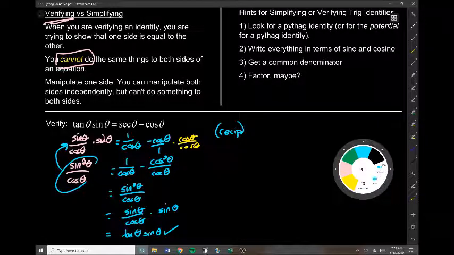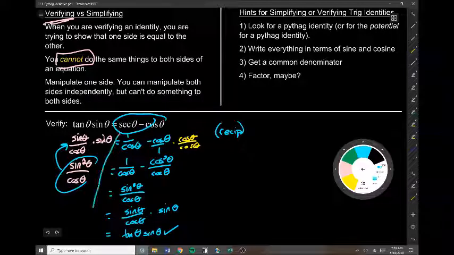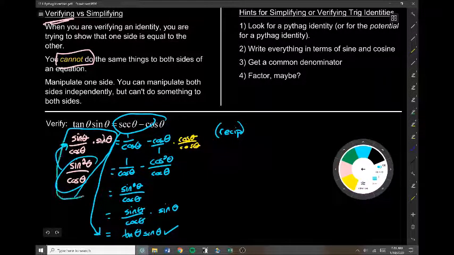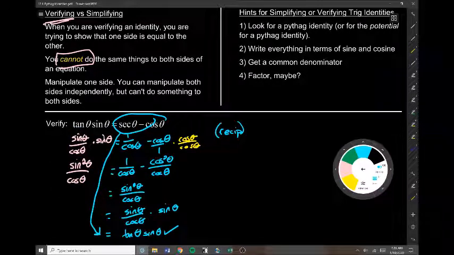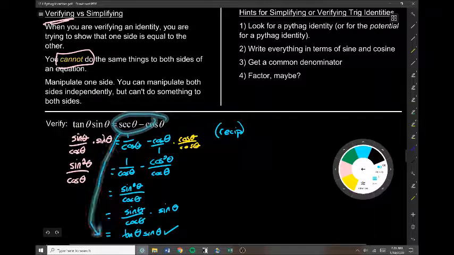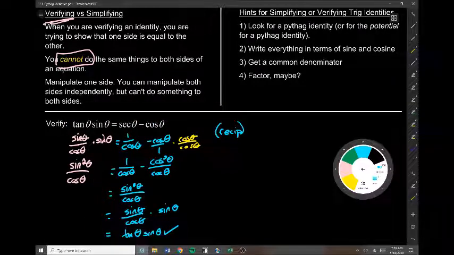I've verified that secant minus cosine can just become tangent sine. And I did that by just manipulating the right side of the equation. I used the left side to give me some targets to shoot for, but I didn't actually use anything on the left side and move it over to the right side. I just knew that if I could make the right side look like any of these things, then I've done my job. It doesn't always have to be manipulating the right side or the left side. Just do whatever you have to do. There's no rules about that. Just don't do the same thing to both sides of the equation and show that one side equals the other.